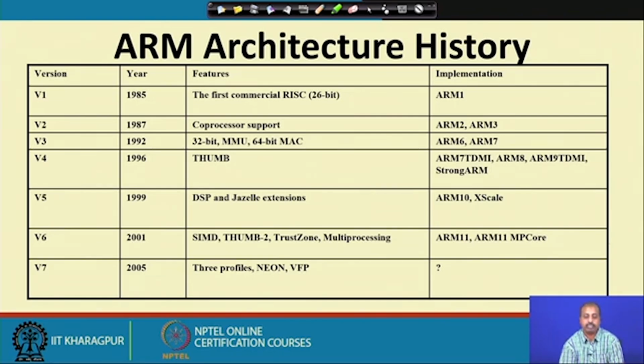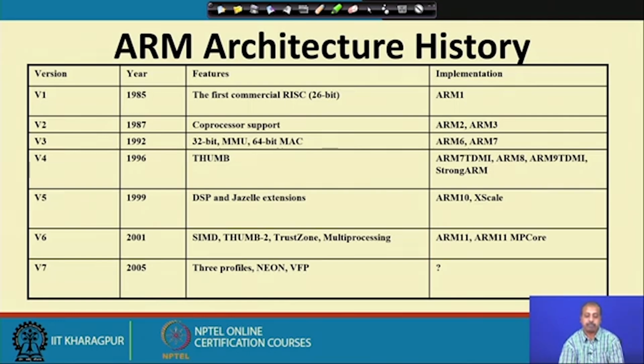Then in 1992 we get version 3. That has a 32-bit processor now, and there is a memory management unit. Then there is a multiply accumulate unit that has been introduced. That is useful mainly for signal processing applications, and the implementations are ARM 6, ARM 7.